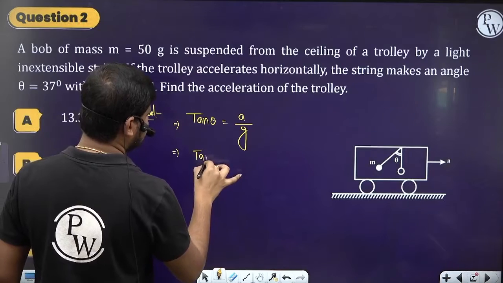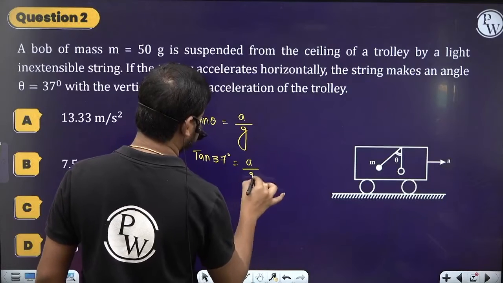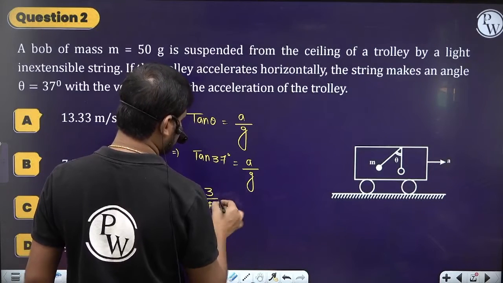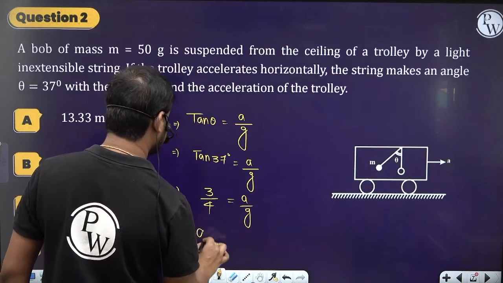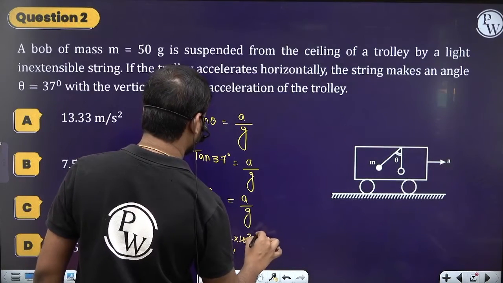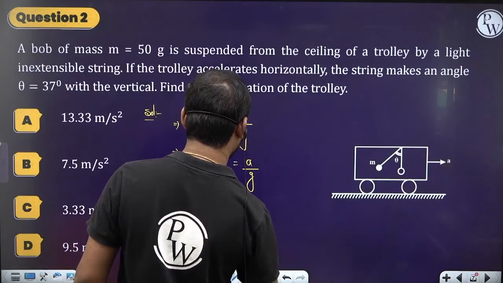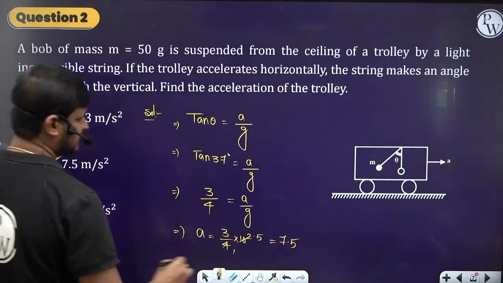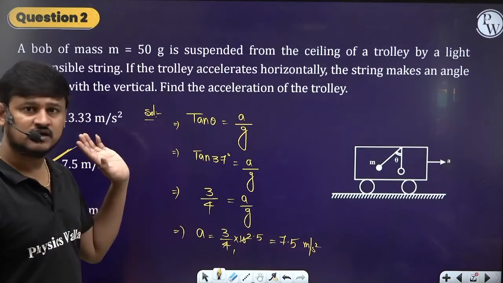So tan 37 degrees is equal to a by g, and tan 37 is 3 by 4, opposite by adjacent. So the acceleration a is equal to 3 by 4 times 10, which is 7.5 meter per second square approximately. Simple question, direct formula based one. Done? Clear guys? Chalo, let's move further.